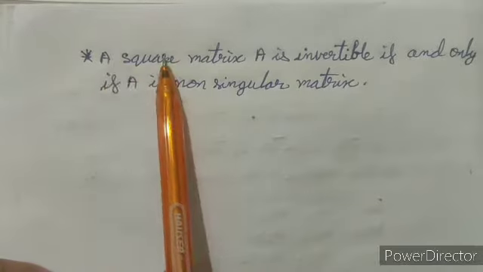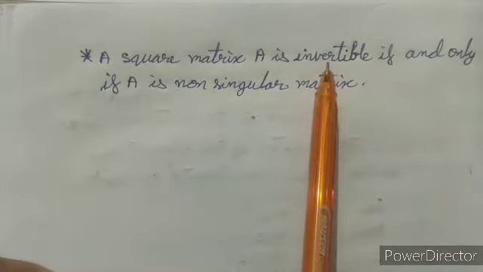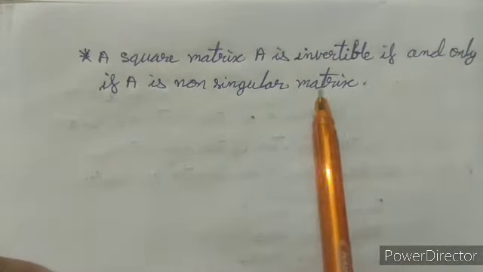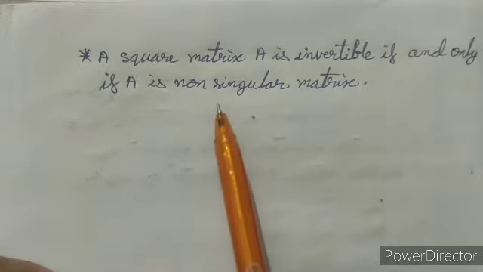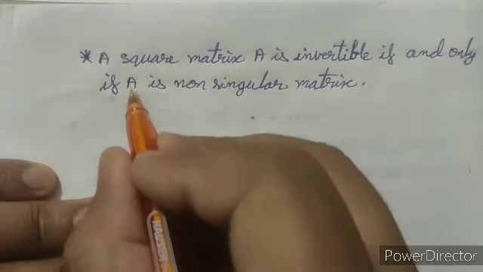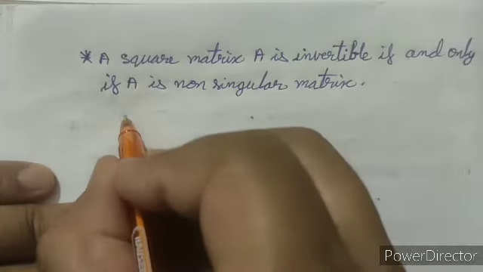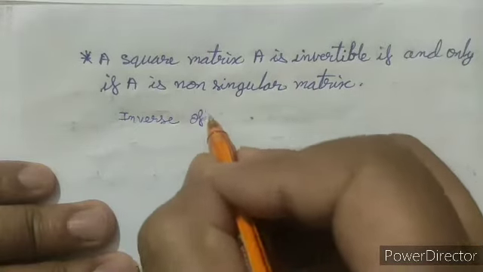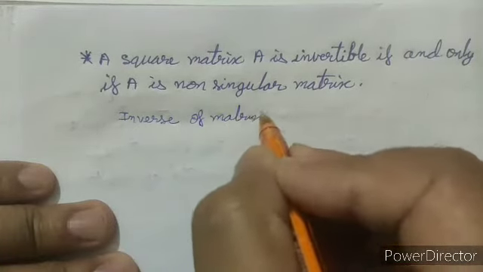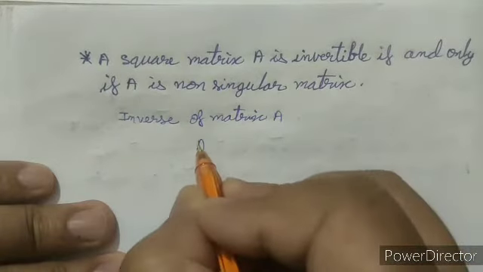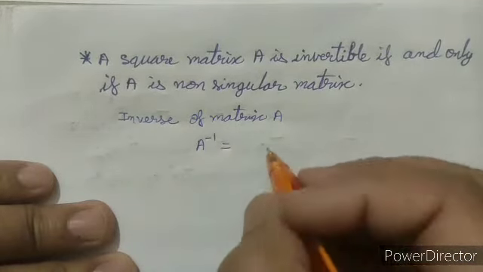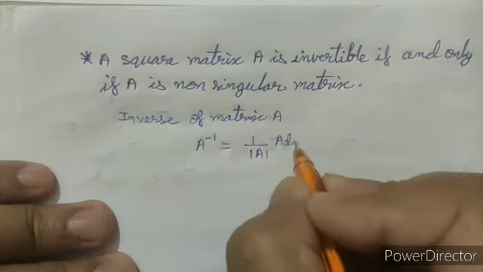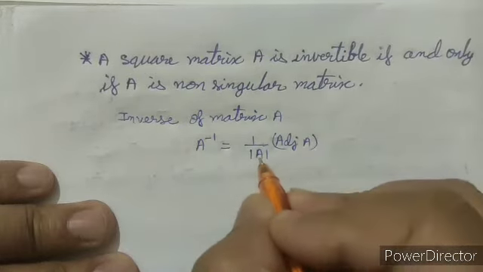Now, last point is, a square matrix A is invertible if and only if A is a non-singular matrix. That means we cannot find the inverse of a singular matrix. Now, the inverse of a matrix A will be given by A inverse, and this can be obtained by dividing the adjoint of the matrix by its determinant.